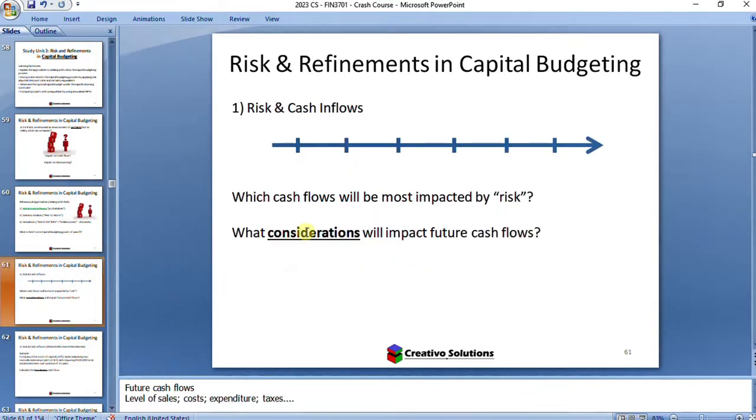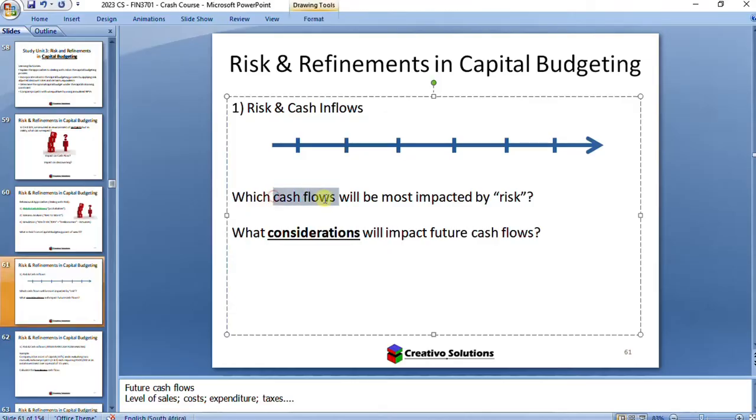The only thing we need to do here is look at the cash flows. We need to think about cash flows. Which cash flows are more affected by risk? The ones at the beginning or the ones at the end? Which one do you think? The ones at the end. Exactly, the ones at the end. Why? Because they're more difficult to predict. So we don't know what's going to happen in 5 years.